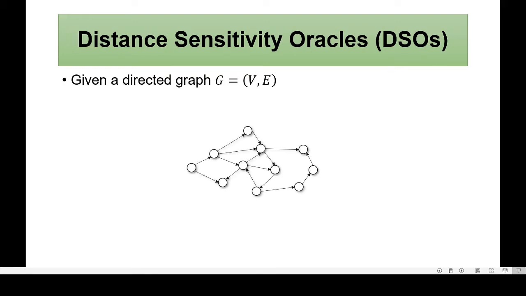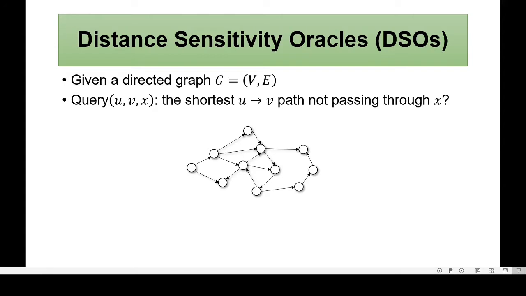In a distance sensitivity oracle, you are given a directed graph G, and you want to preprocess it into a data structure that supports the following kind of queries. In each query, you are given three vertices u, v, and x, and you want to find the shortest path from u to v that does not go through x. For example, this is a valid query, and the answer to this query is the blue path, which is the shortest path from u to v in the graph with x removed.